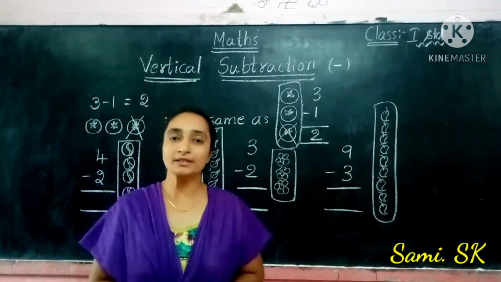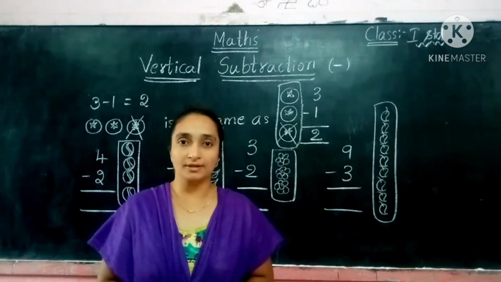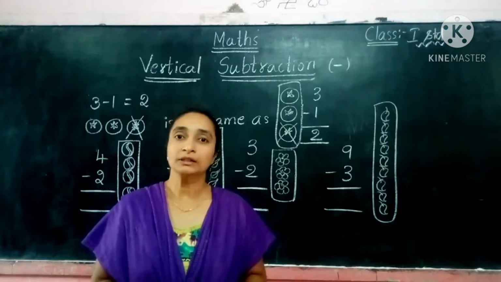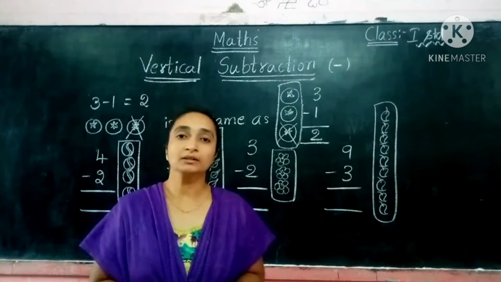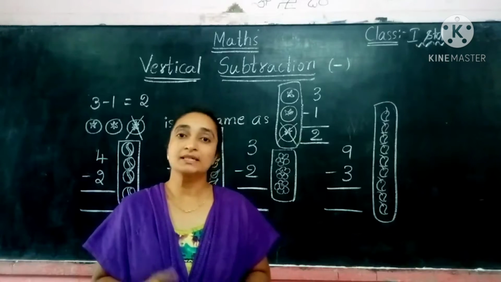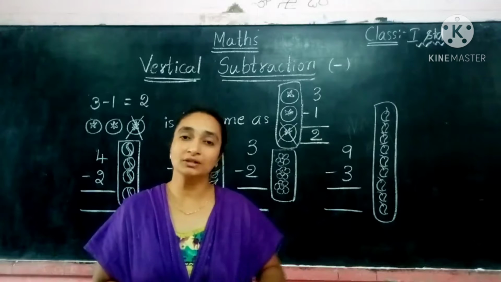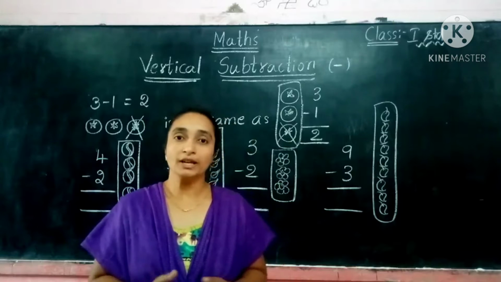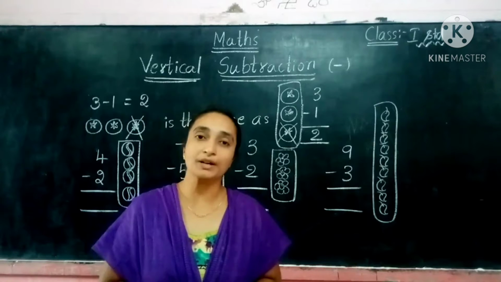Today we are going to discuss first class maths, the chapter subtractions. Children, in the previous class we have already learned about subtractions in a horizontal way, subtracting 0, subtracting 1, and subtracting the number before. These are the properties of subtraction that we have already discussed. Today we are going to learn about vertical subtractions.